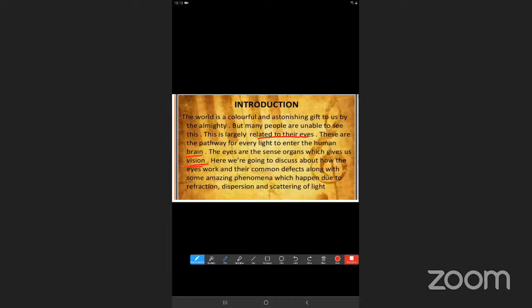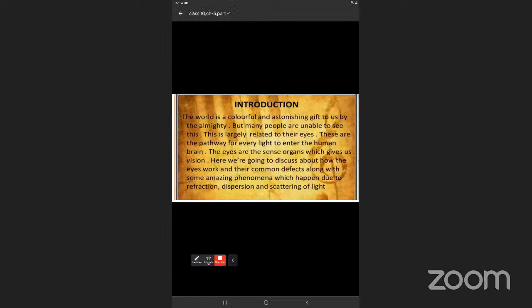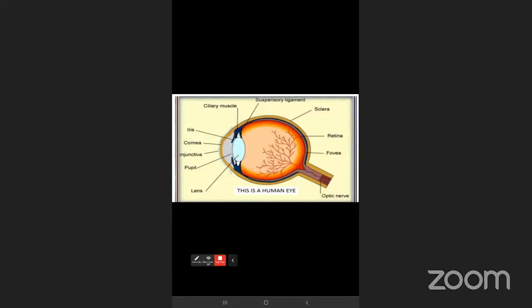Here we are going to discuss how the eyes work and their common defects, along with some amazing phenomena which happen due to refraction, dispersion and scattering of light, right? This is a human eye, and we'll discuss the structure of the human eye also.